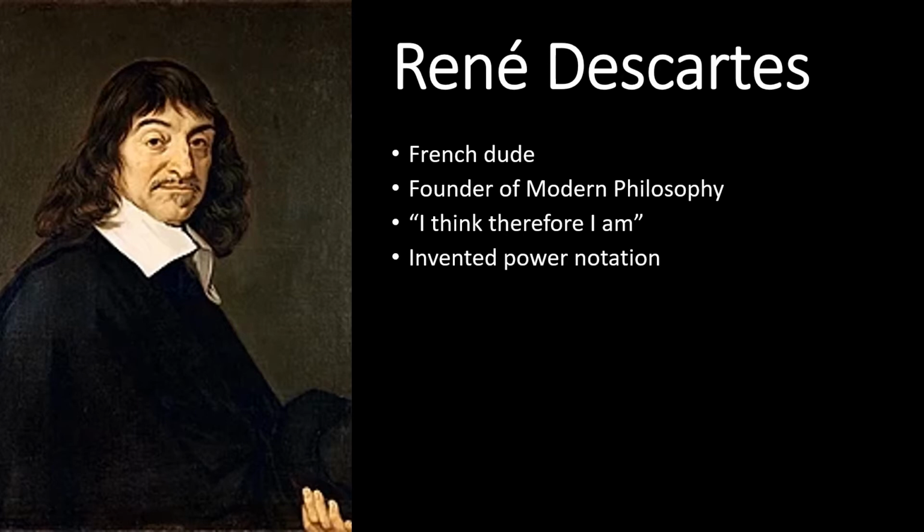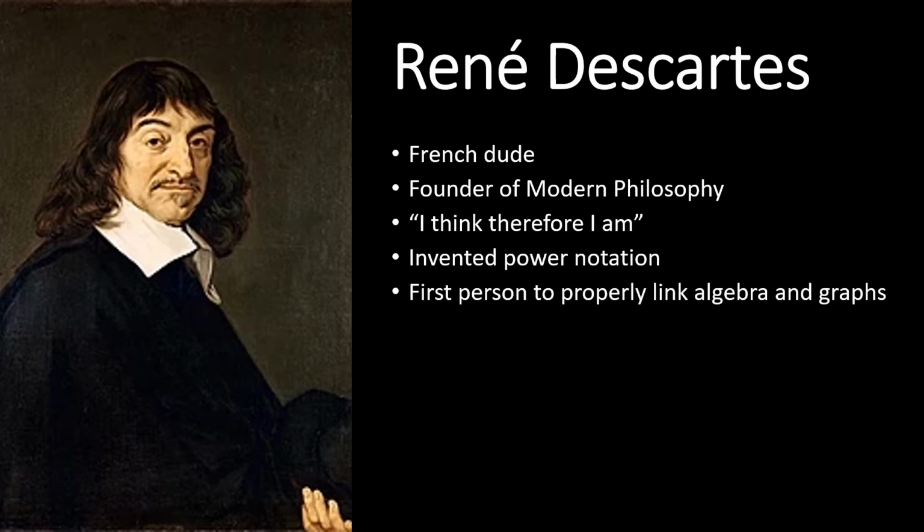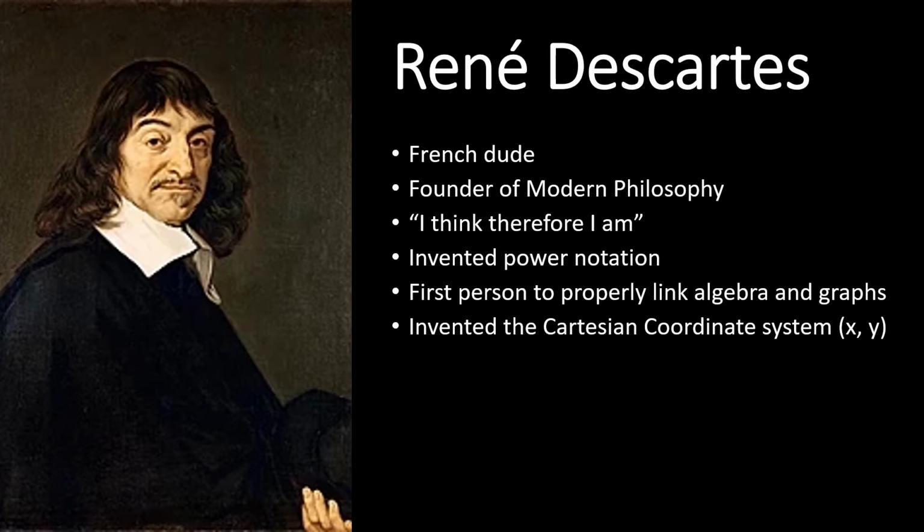He invented power notation, so the little numbers on squares and cubes, he came up with that. He was the first person to properly link algebra and graphs, so in a lot of ways, he's to blame for this. More importantly, he invented the Cartesian coordinate system, from his name, Descartes, of using x and y to represent across and up. And specifically, a Cartesian equation is then one that links x and y in some way. So basically every equation that you've ever put into a graph is a Cartesian one.